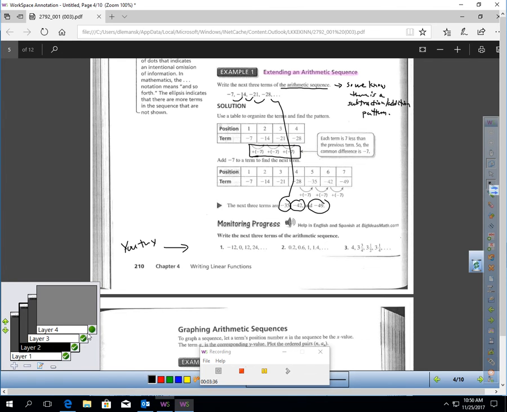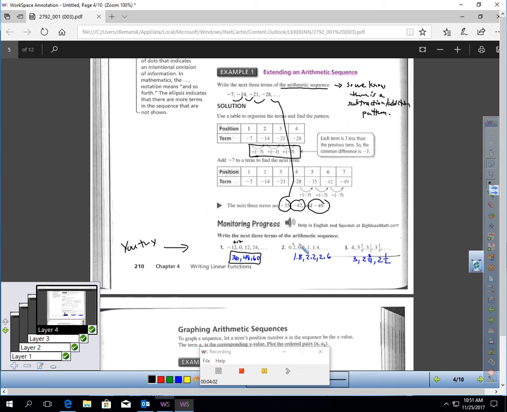Okay? What I'd like you to do is find the next 3 terms of the arithmetic sequence for these 3 questions. Pause the video and try that. Okay, you're back. So for the first one, the common difference clearly here is 12. We're adding 12 each time. So if I add 12 to the next 3 terms, I'd get 36, 48, 60.